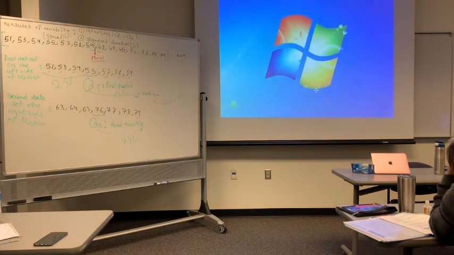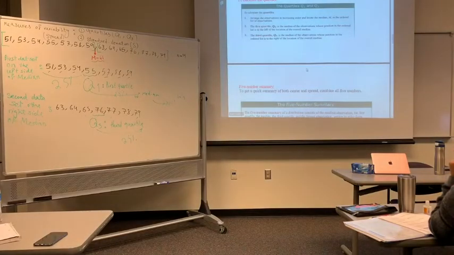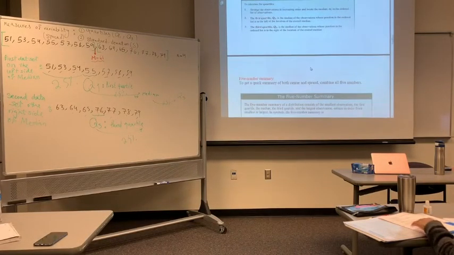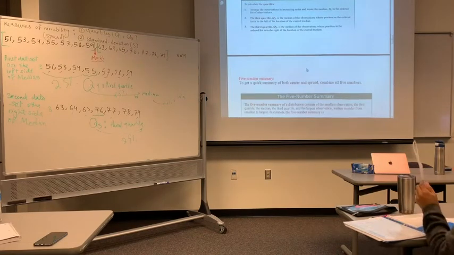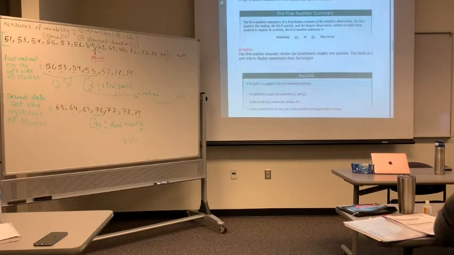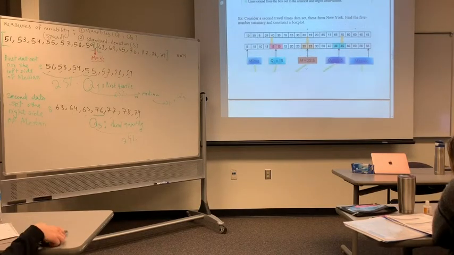Now, you already should know what is the minimum observation, what is the maximum observation, correct? So here in this data set, 51 is minimum, correct? And then 79 is the maximum, correct? Look at this data set.